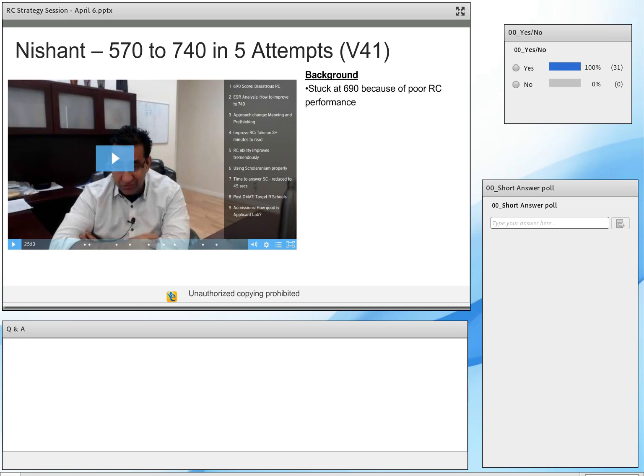Nishant was stuck at 690 because of his poor performance in RC. Okay, now this person went from 40 percentile ability in RC to 79 percentile ability in RC, with the confidence that in his last attempt, in which he scored a 740, he would have gotten all RCs correct. Okay. Now, when you watch Nishant's interview, what you will find is that Nishant first faltered while applying the reading strategies. He applied them hurriedly. Okay, and frankly speaking, these strategies and hurry don't go hand in hand at all.